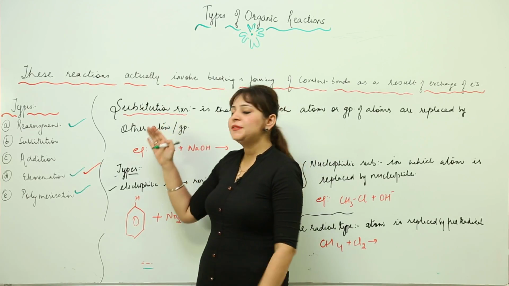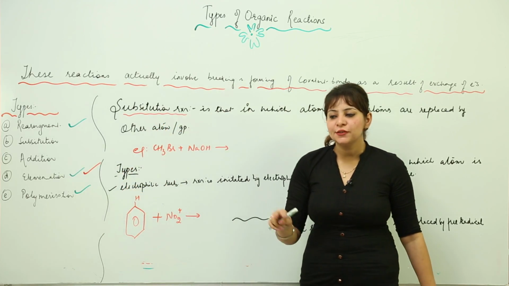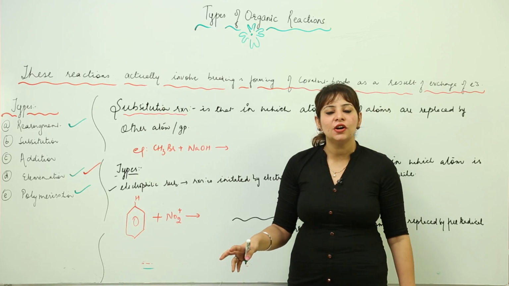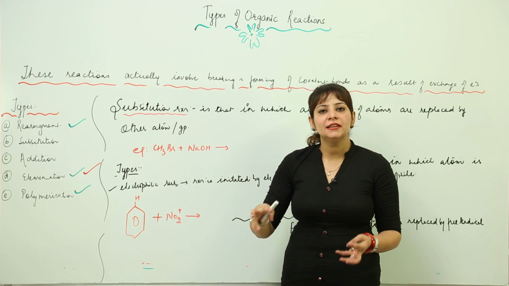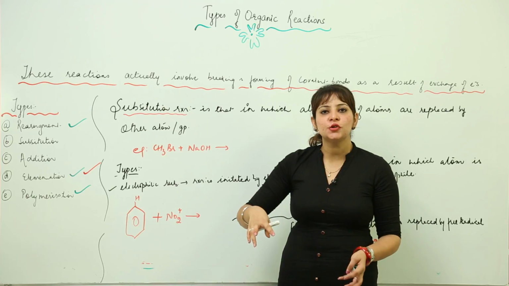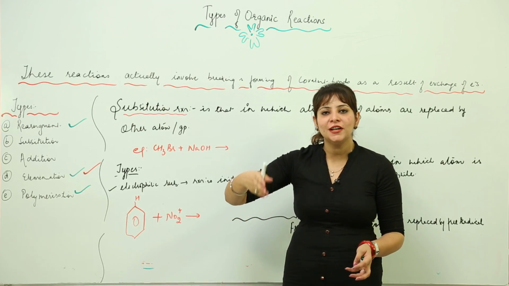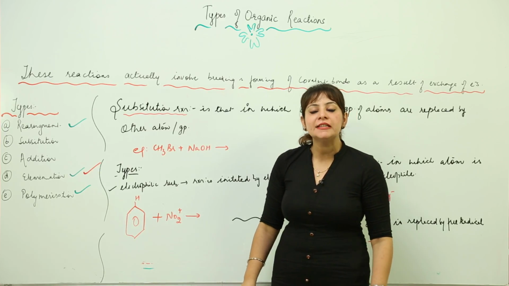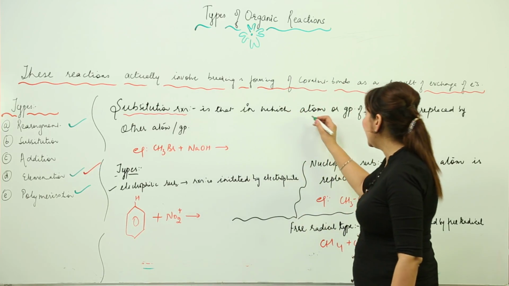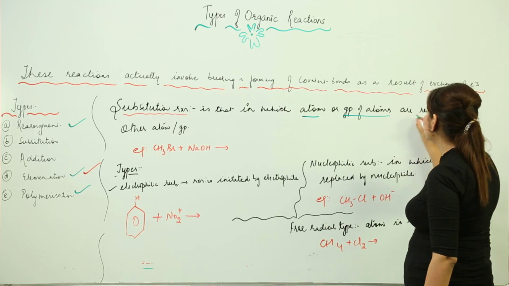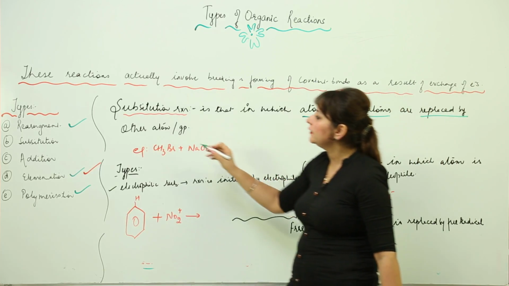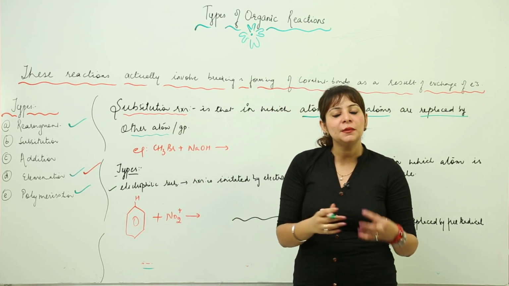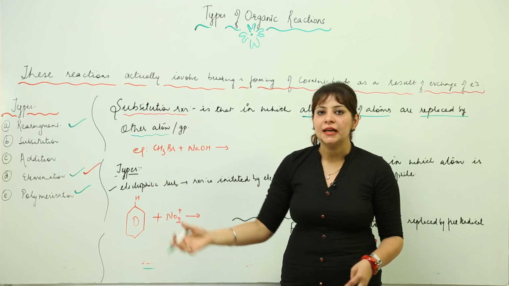So now, substitution reaction. As I told you, if some teacher is absent in your school period, then that period is actually substituted or replaced, or you can say the teacher is being replaced by a substitute. This is what happens in the substitution reaction, in which an atom or a group of atoms is replaced by another atom. That means we have a replaceable atom which replaces that atom, right?